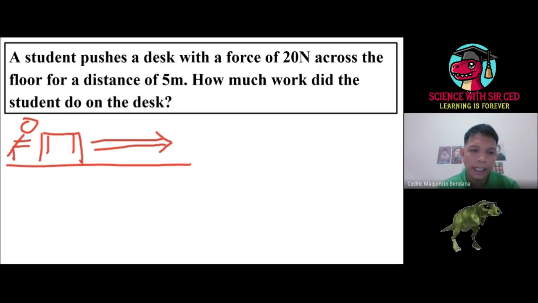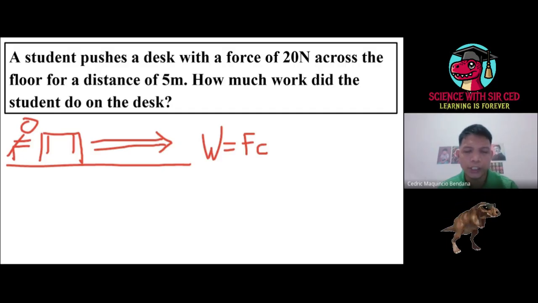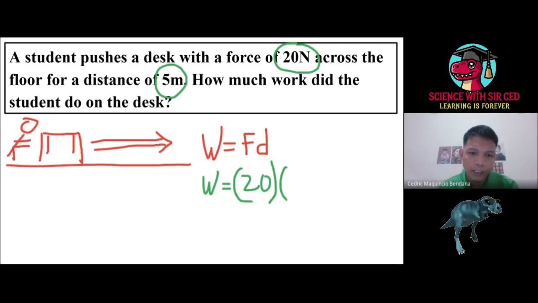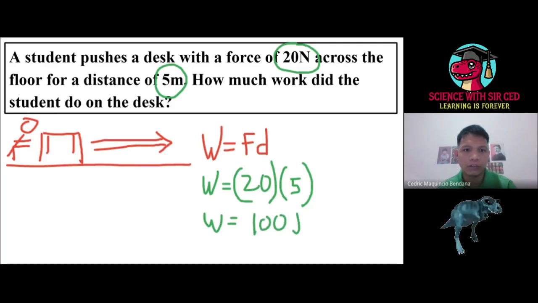The movement is horizontal. How can we calculate that? Force multiplied by displacement. Okay, let's check if the variables are present. Do you have force? Yes, the unit is newton, so 20 newtons. Do you have displacement? Yes, 5 meters. So everything was set. Just substitute. Work is equivalent to force, 20, multiplied by displacement, 5. What is 20 multiplied by 5? That would be work is equivalent to 100 joules.